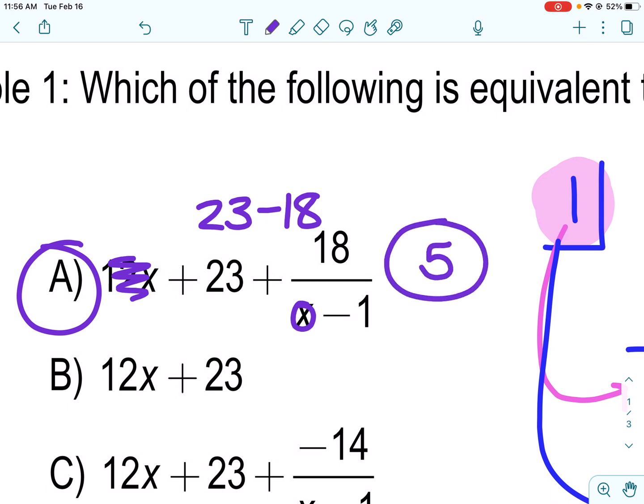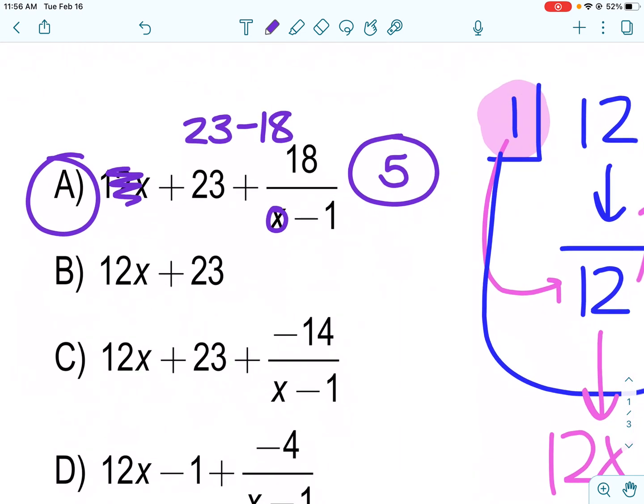Okay, so if that happened to you, this is great to get it on the first try. It won't always happen. Let me just show you what happens when it doesn't. If I plug in 0 here, okay, it just ends up being just 23, which is not 5. So I would know that B is not my answer. Okay, then you're going to see that this is going to be a common technique that we're going to use with equivalent expressions. Okay, we're actually going to use it with our next one here, example 2.